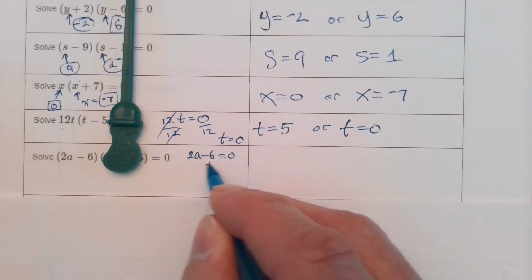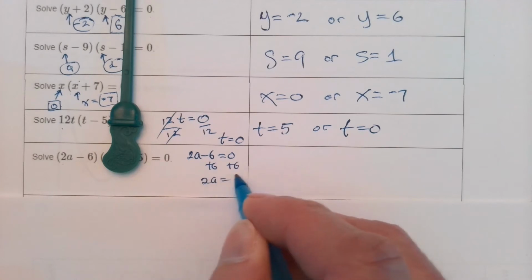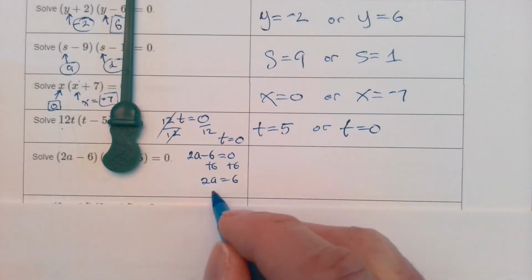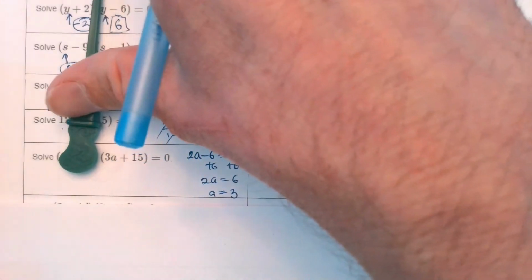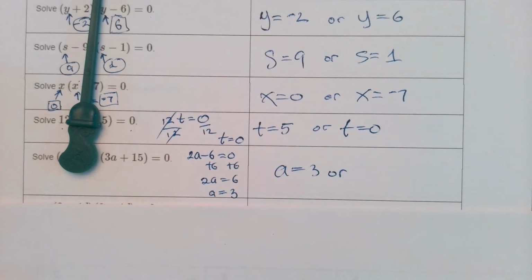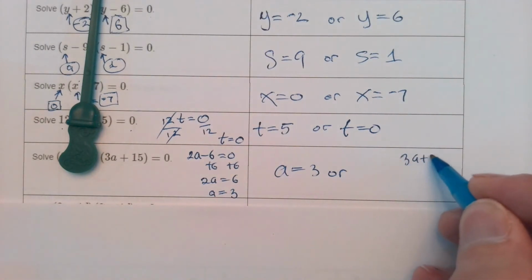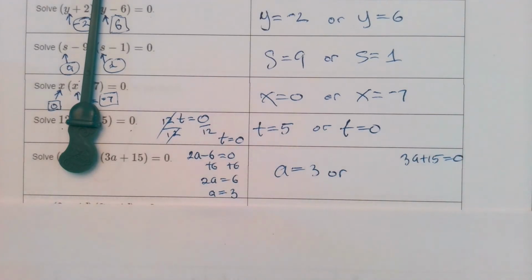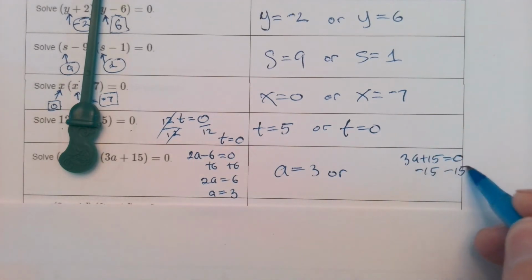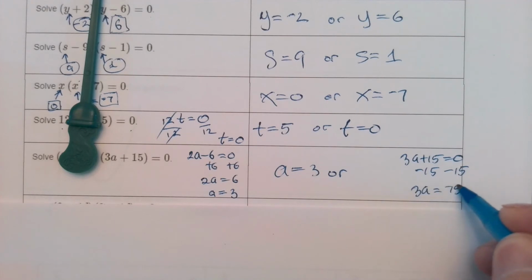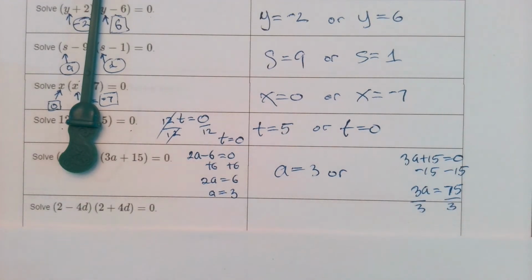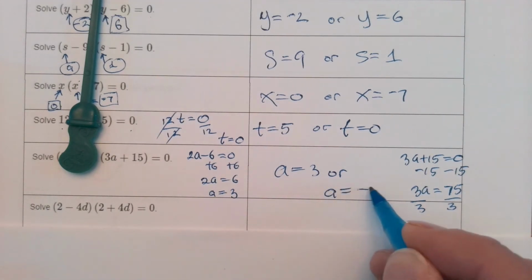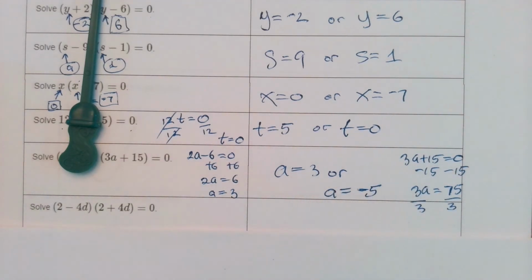Just add 6 to both sides. You get 2a equals 6, and you divide both sides by 2, and you get a equals 3. So one of the solutions is a equals 3, and the other solution is what you get when you solve 3a plus 15 equals 0. So you're going to subtract 15 from both sides. You're going to get 3a equals negative 15. And you're going to divide both sides by 3. So divide by 3, you're going to get a equals negative 5 as your other solution, your other root, your other 0.